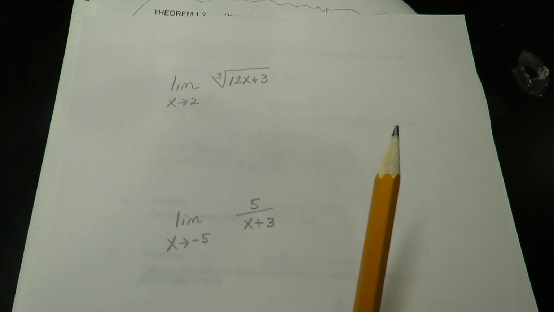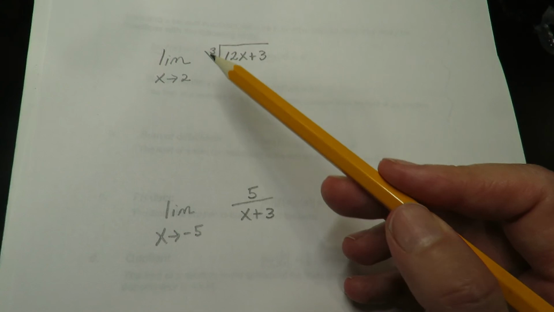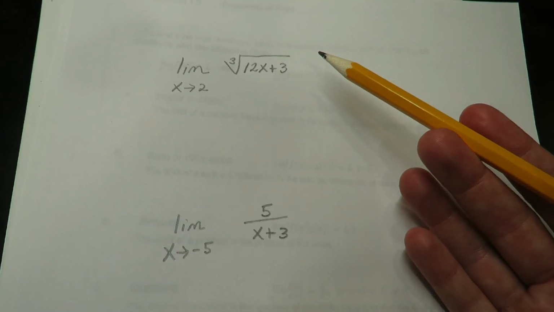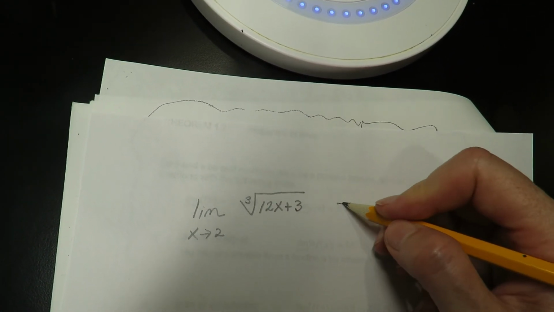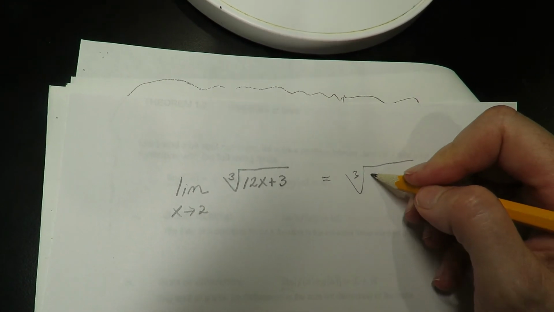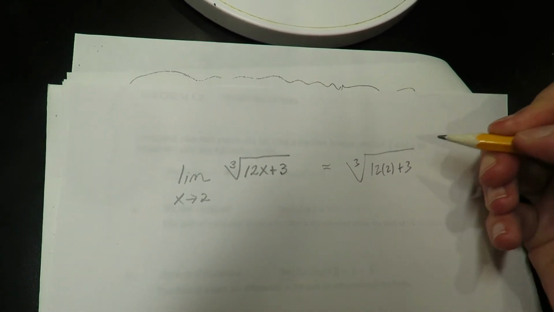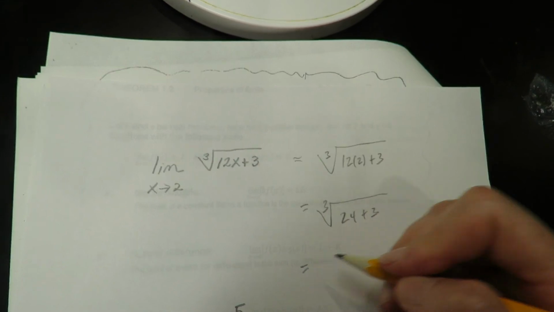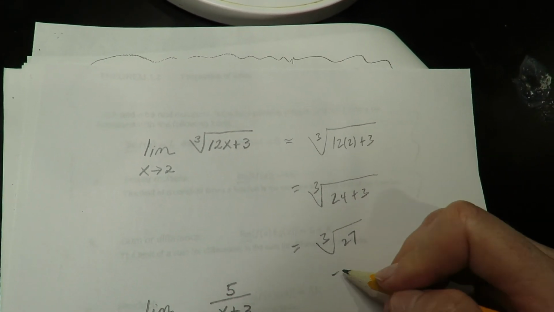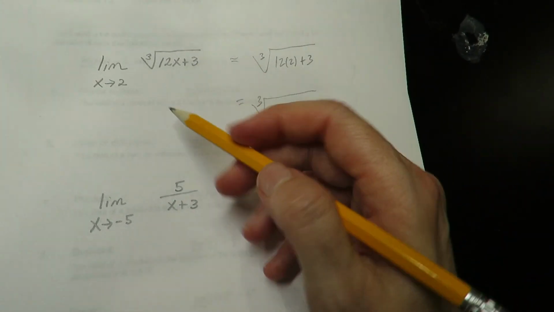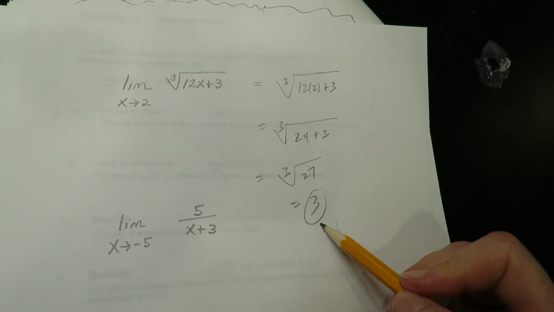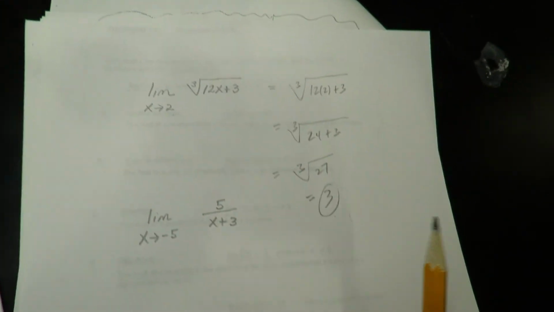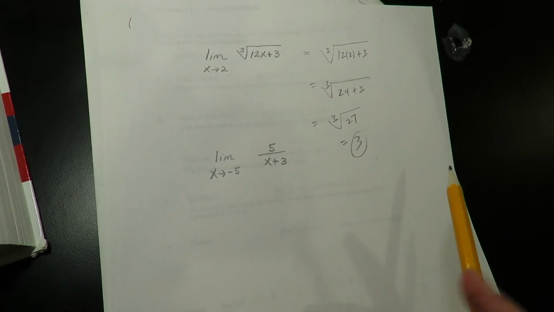So some problems in your book will look like this. We know if you have a cube root, the domain of that is all real numbers. So if I plug and chug, it's going to actually give me the limit. If I go ahead and plug in the 2 here, the cube root of 27 is 3. So the limit as x goes to 2 of this function is actually 3. Okay? So the golden rule is you can plug in as long as you're being sensitive to what the domains and the special cases are.